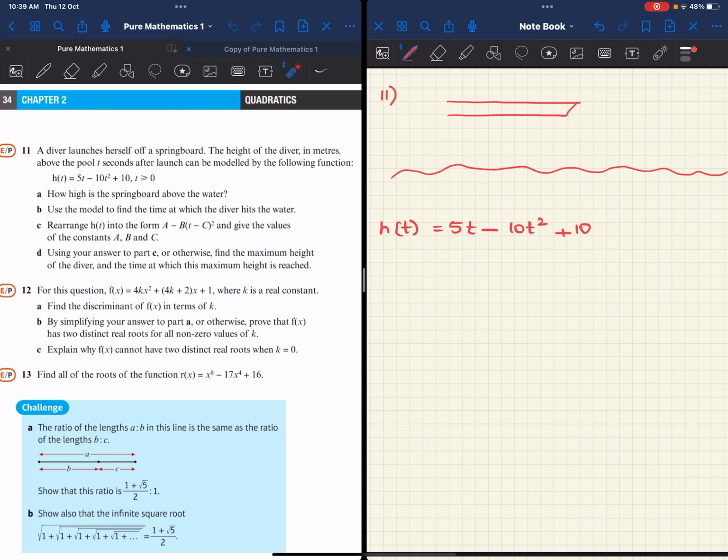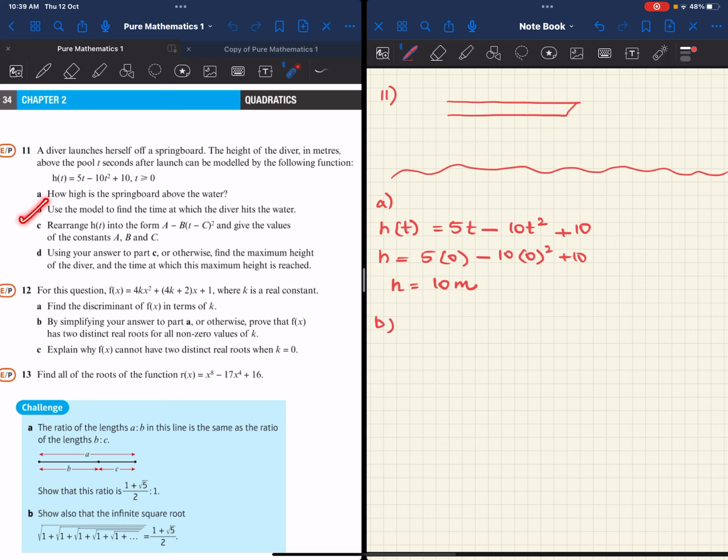At time 0, height will be 5 into 0 minus 10 into 0 plus 10. And we have height is equal to 10. That answers part A. Then comes part B.